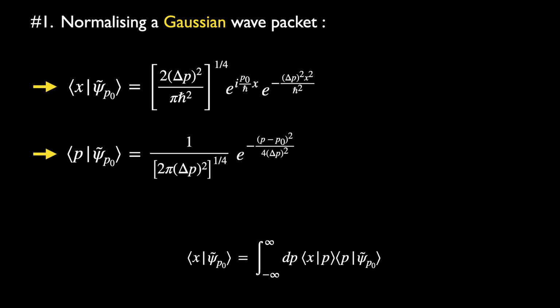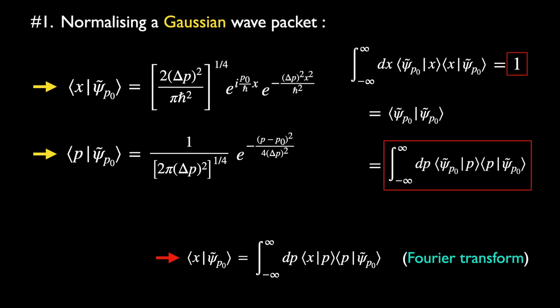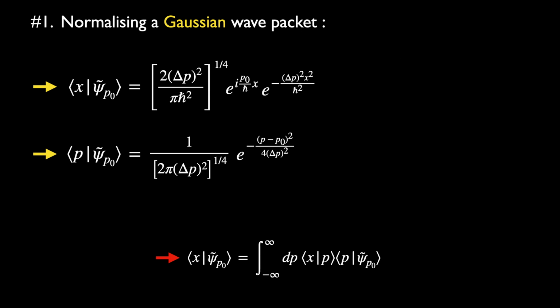Now we can compare the position space wave function with its momentum counterpart. They are related by the integral relation below, which is basically just a Fourier transformation. Since the position space wave function is normalized, this means the state vector psi tilde itself is normalized, which naturally implies that the corresponding momentum space wave function is also normalized. Here we have verified the well-known fact that a Gaussian function turns into another Gaussian by Fourier transformation.